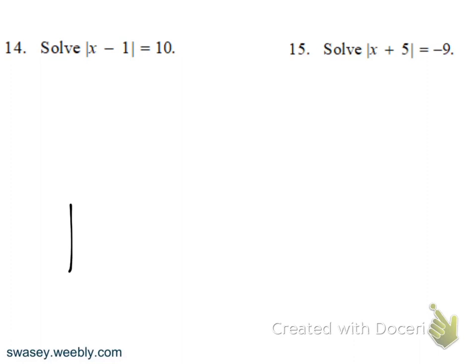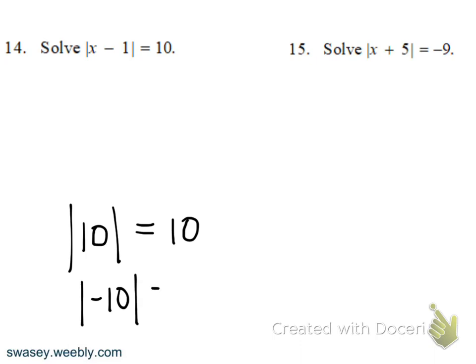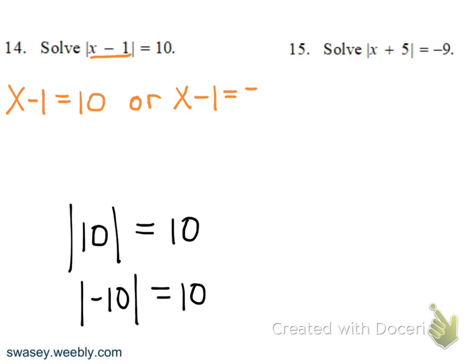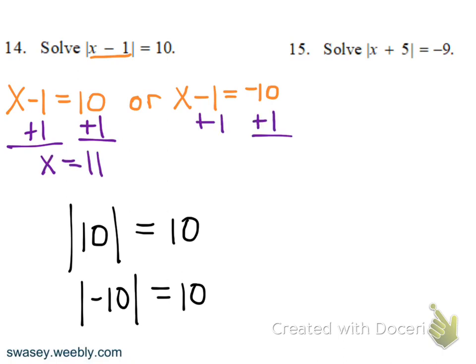Before you solve 14, you want to think, what could we take the absolute value of and get 10? So 10 would work. Also, negative 10 would work. Absolute value of negative 10 is positive 10. So this stuff inside of the absolute value could equal 10, or it could equal negative 10. Solve each of these, add 1, get 11. Add 1, and you get negative 9.